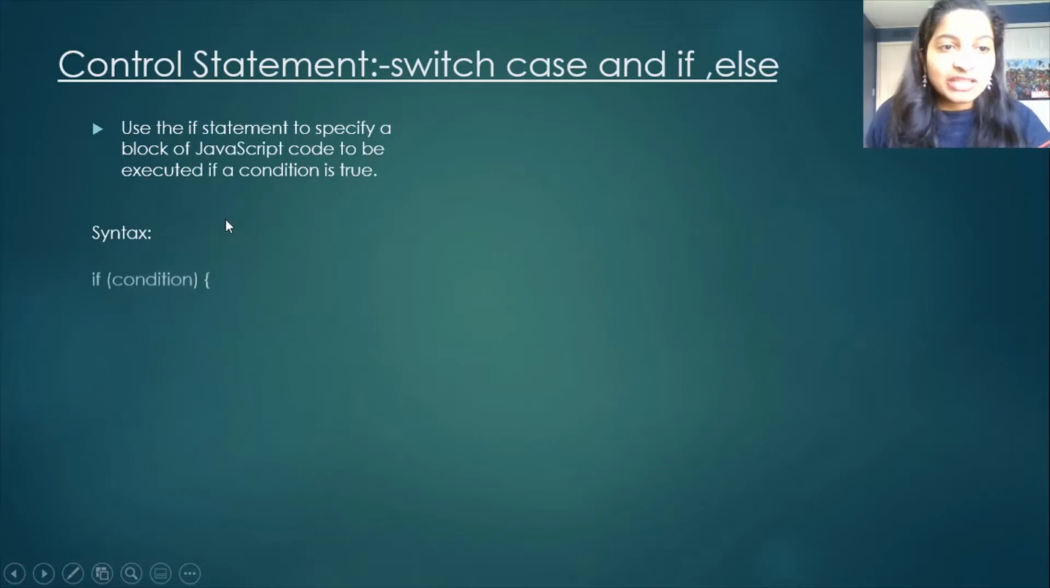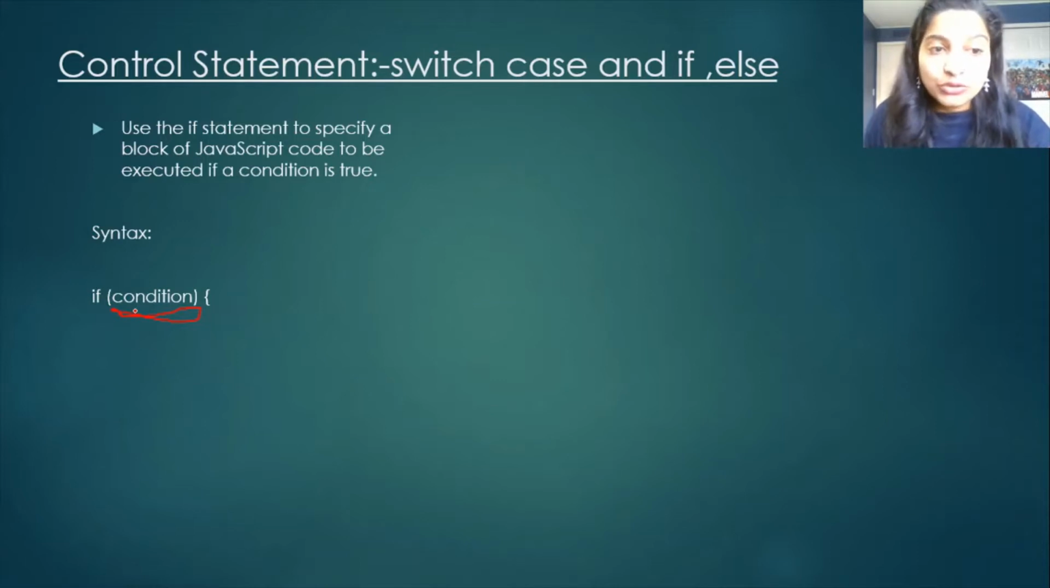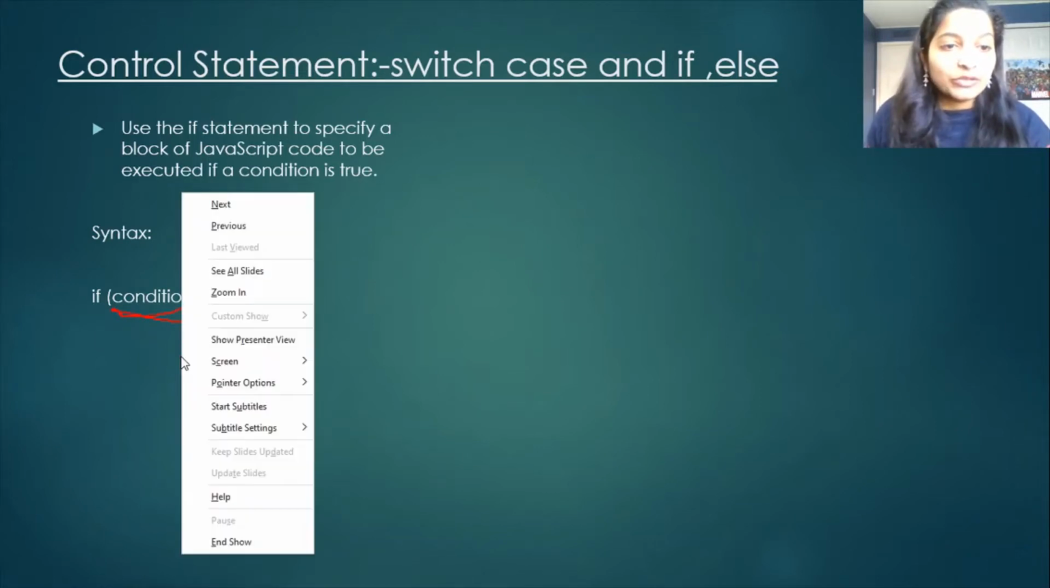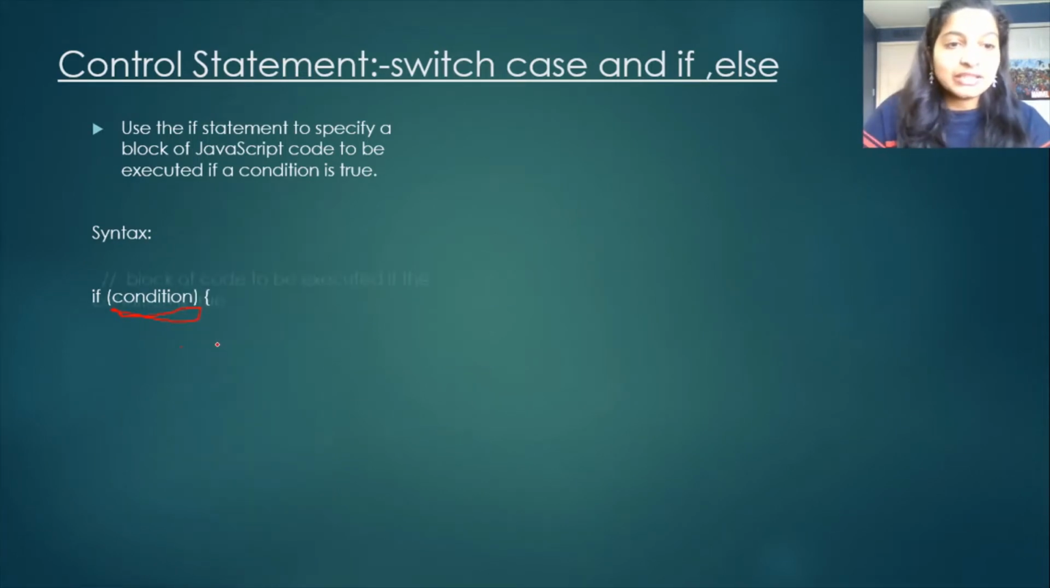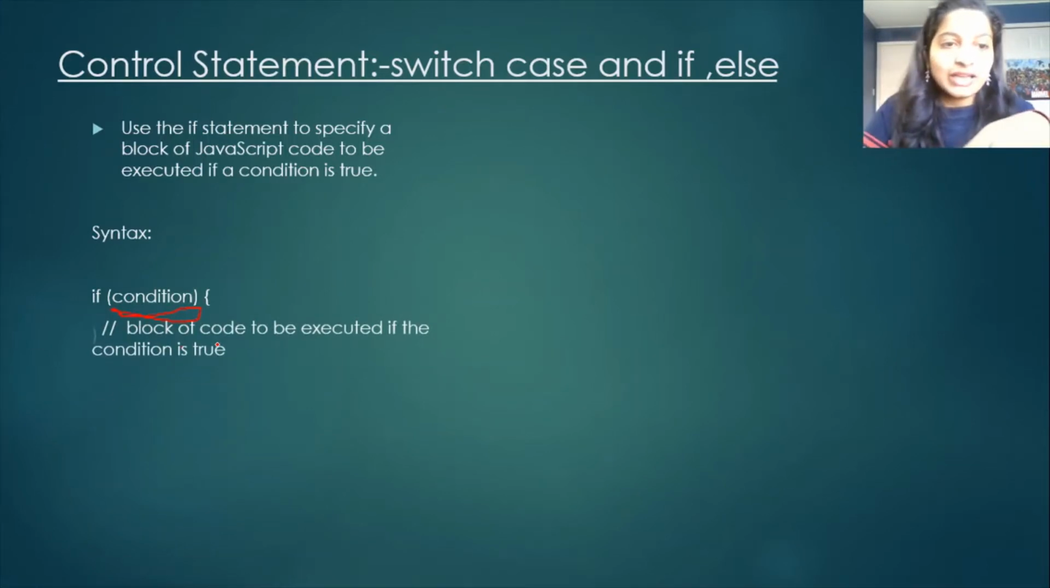Similarly, let's check what the syntax looks like. If, and there is a condition. What does the condition look like? It should be anything we want to check. Like for even and odd numbers, we will check the condition: if number mod 2 is equal to 0, meaning the remainder of the number divided by 2 is 0, then that number is even. So this is the block of code to be executed if the condition is true. Next, this ends the block.